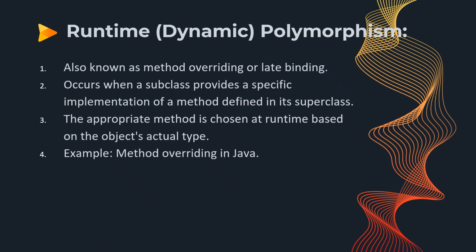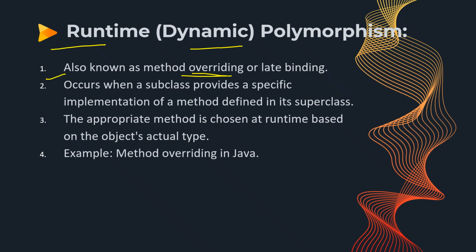Now we are going to see runtime polymorphism. So what is runtime polymorphism? It is also known as method overriding and late binding. So there are also four names for a single thing. The first one is runtime polymorphism, or dynamic polymorphism, or method overriding, or late binding.